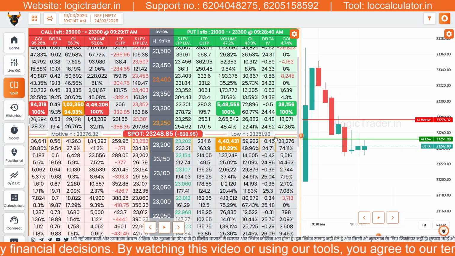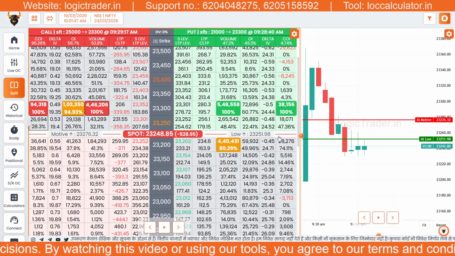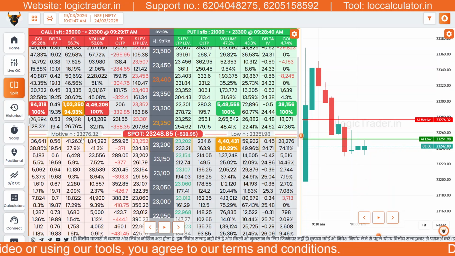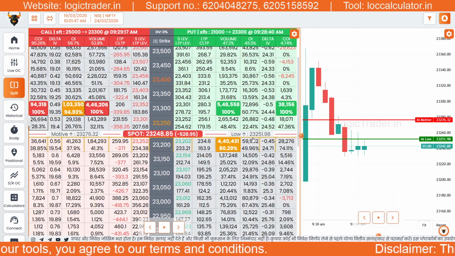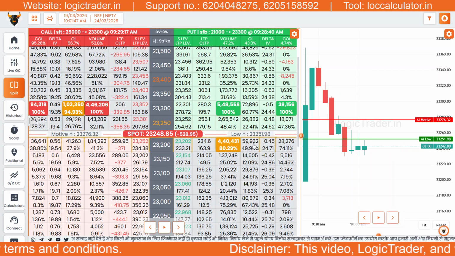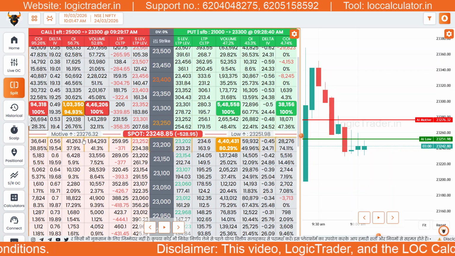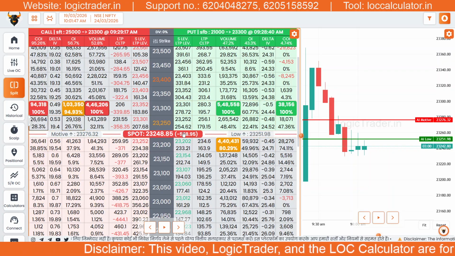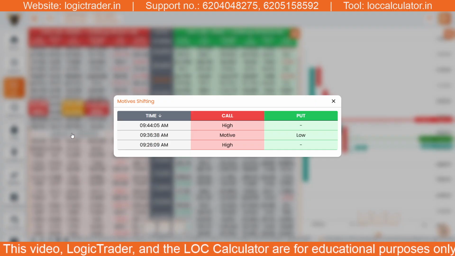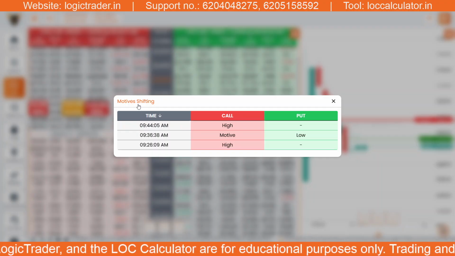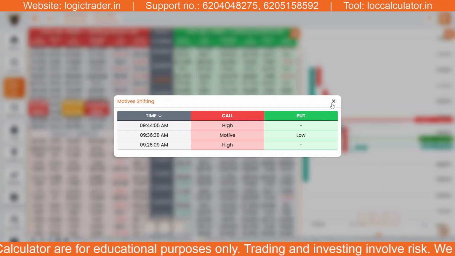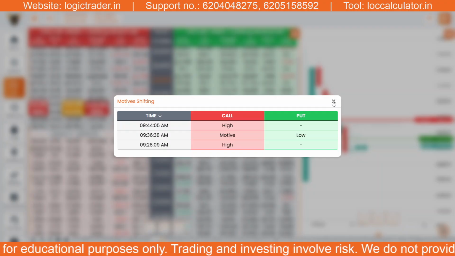You don't have to react instantly. You shouldn't see the motive on the call side, conclude that the market is bullish, or on the put side that it is bearish, and then say that on the next minute the market has changed its motive. No, you have to observe it for 3 minutes, and here it will also update what the motive shift is currently. You can observe it from here also if you don't want to wait for the 3 minutes.